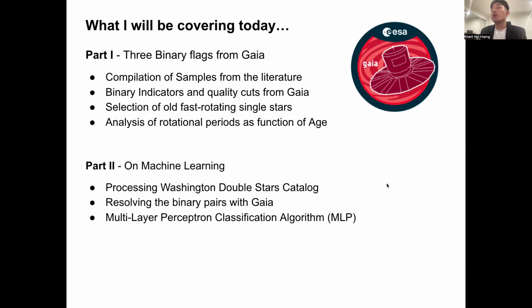And the second part will be focusing on the machine learning aspect and how I process the Washington Double Star catalog and how I resolve the binary pairs using Gaia information. And lastly, I'll be talking about the algorithm I use, which is called the multi-layer perceptron classifier.